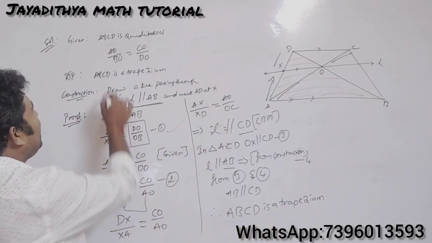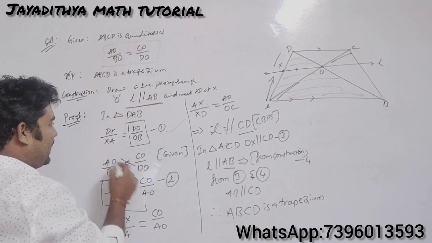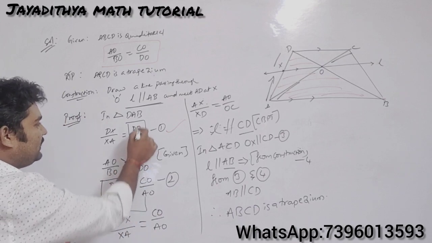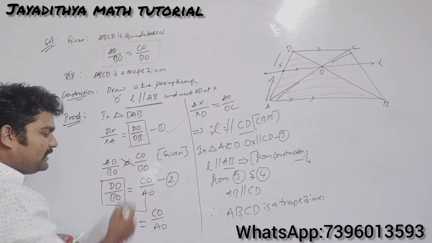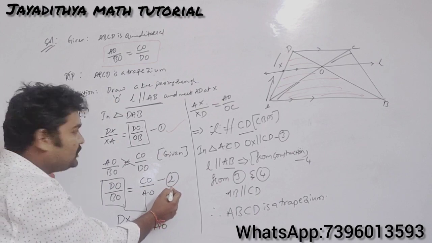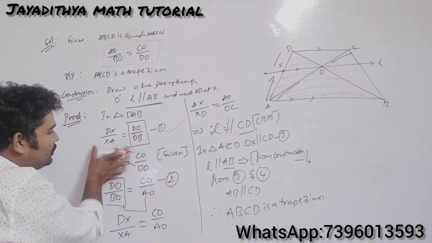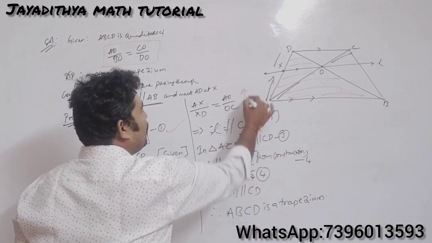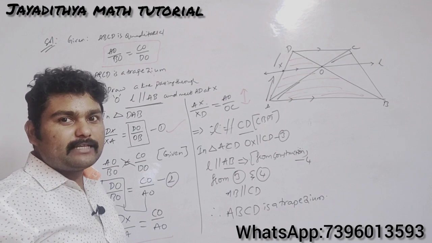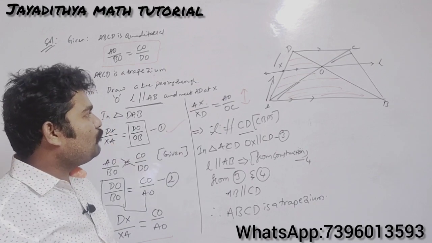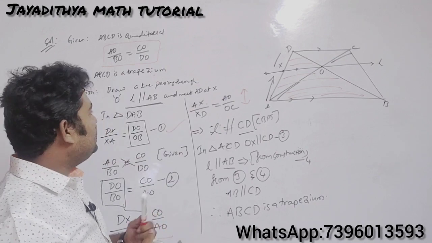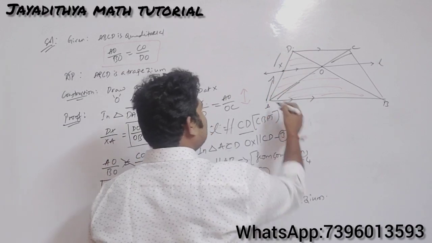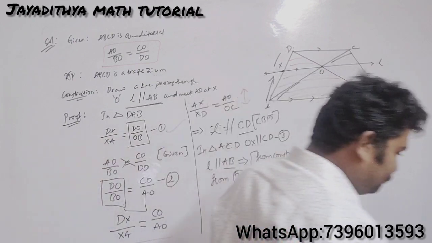And after that, what happened? In the given equation, I have some information. I have taken that part here. After that, by manipulating, I got DO by OB. See here, DO by OB is equal to CO by AO. So I have taken this part as equation 2. From 1 and 2, these two parts are equal, so I have written that one. After that, I took reciprocals on both sides. After reciprocating, you get AX by XD is equal to AO by OC.